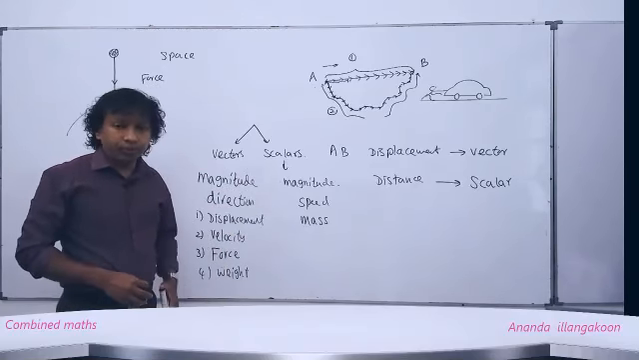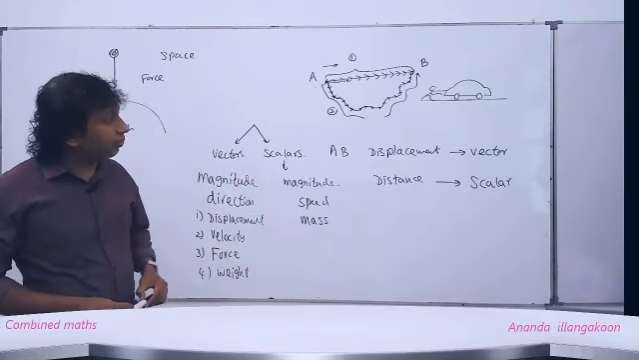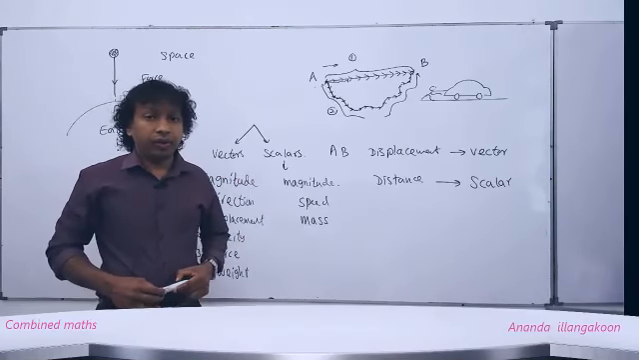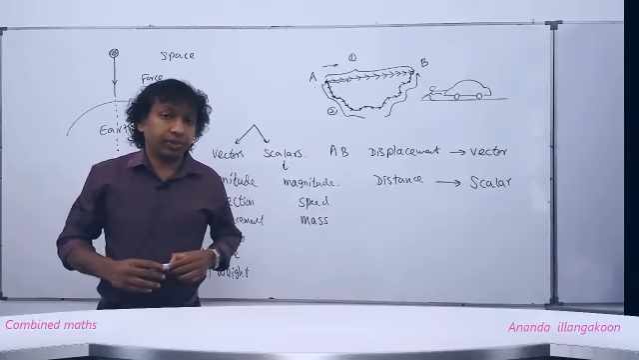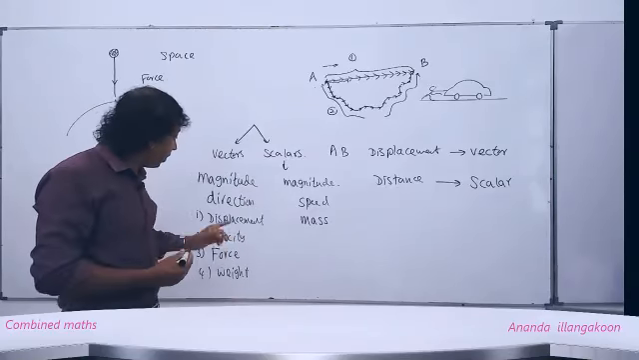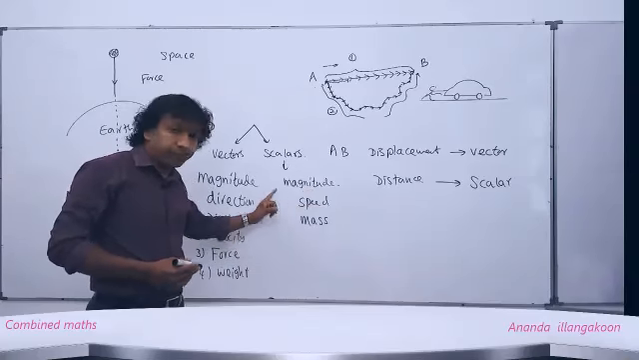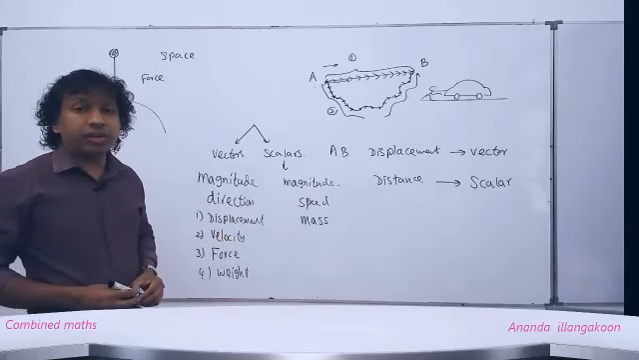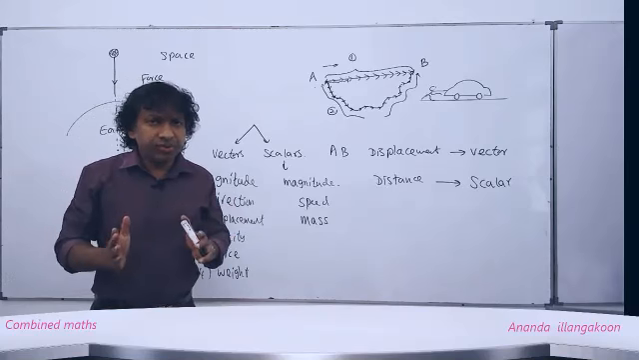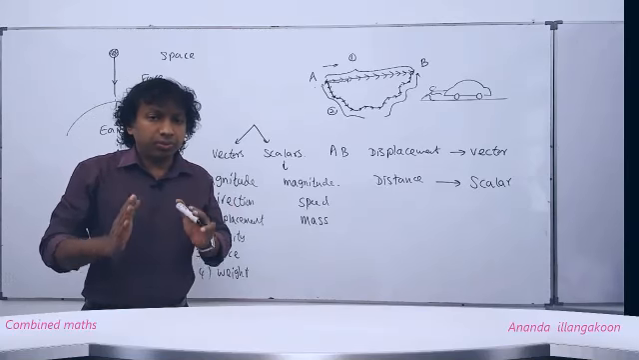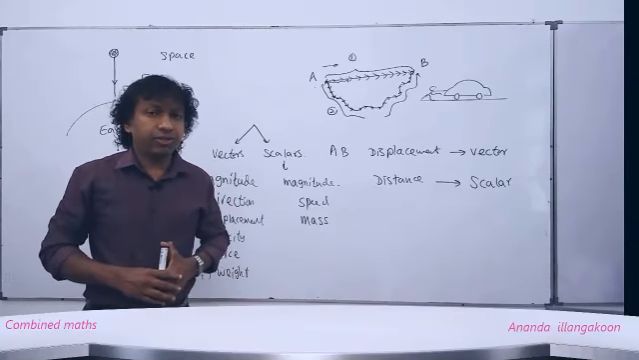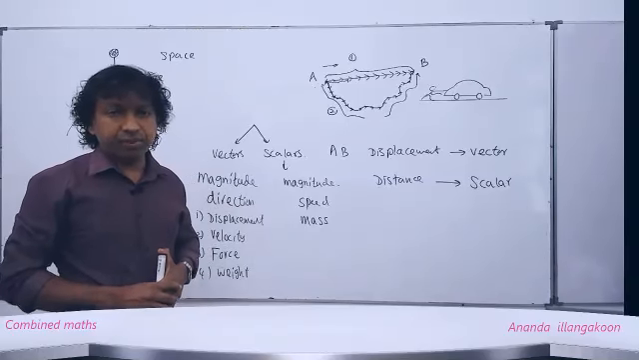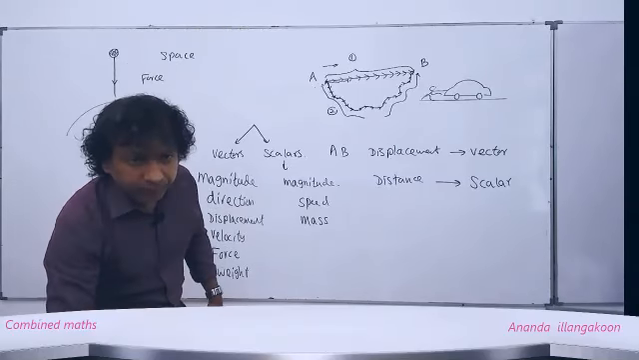So therefore, the first thing we have to understand here, people, is that a vector we define as a physical quantity. All these are called physical quantities. Any physical quantity which has both magnitude and direction is called a vector. Understand, people?